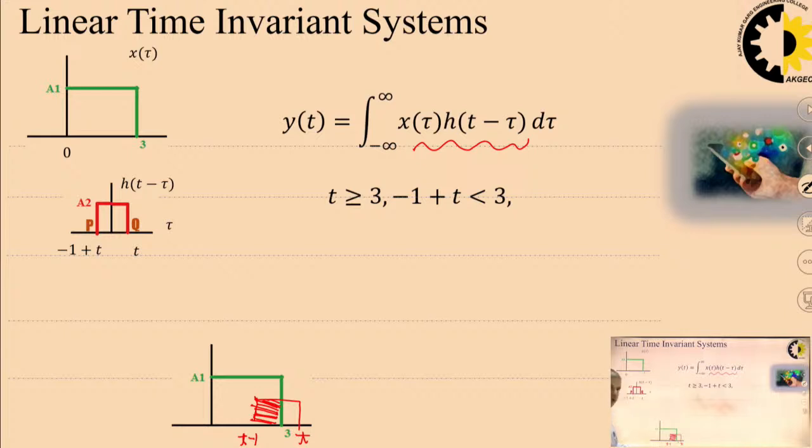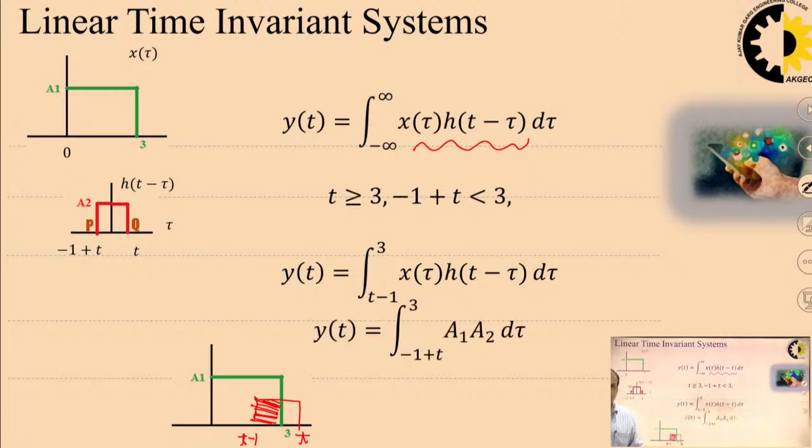The lower limit will be t minus 1. In the previous case also the lower limit was t minus 1, but in this case the upper limit will not be t, because the integration is only up to 3. So the integration this time will be from t minus 1 to 3. If I evaluate this integral, it will be a1 into a2, where this magnitude is a2 basically. So the product is a1 into a2, from the lower limit t minus 1 to 3. If I evaluate, it will be 4 minus t, a1 into a2, and this is for t from 3 to 4.